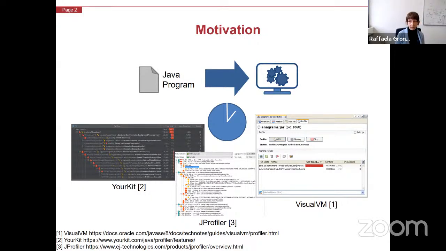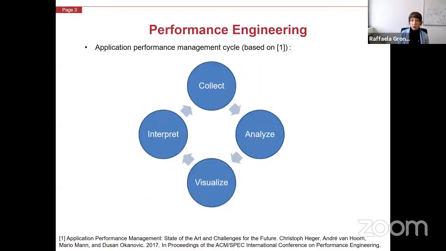And all these tools have one thing in common. All of them implement the application performance management cycle. This cycle consists of 4 activities. Data is collected during the execution of a program. Then this data is analyzed. The analysis results are visualized. And at last, we can interpret these visualizations in order to find the cause of a performance issue and hopefully resolve it. I would like to remark one thing.